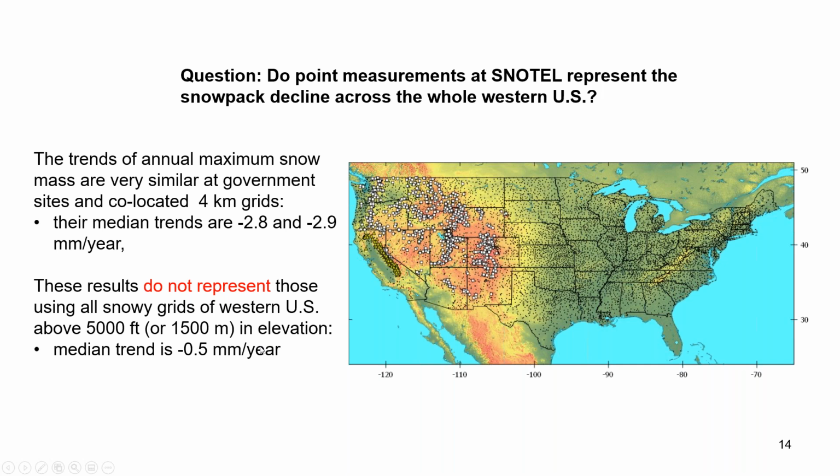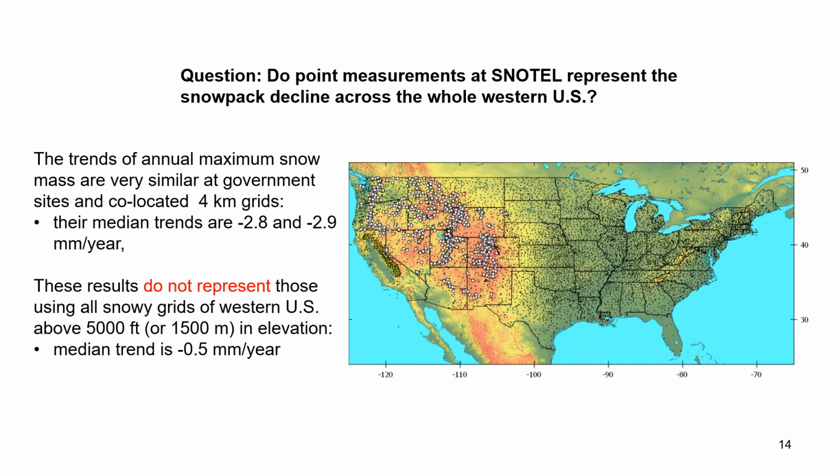I'm not going to talk about any results in our own data analysis. Instead, I just try to answer one question because many modeling groups use the SNOTEL data for model evaluations. The question is, do point measurements of the SNOTEL sites represent the snowpack decline across the whole Western US? From observations alone, you cannot address this question, but with our gridded data, we can.